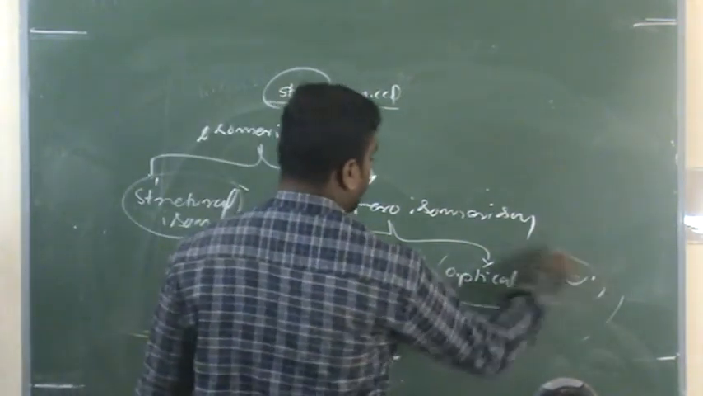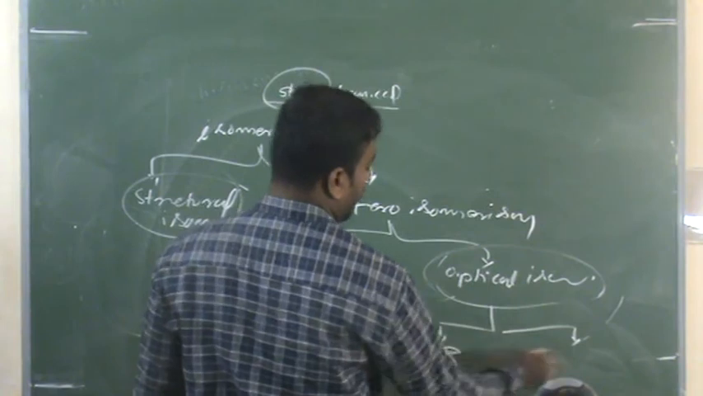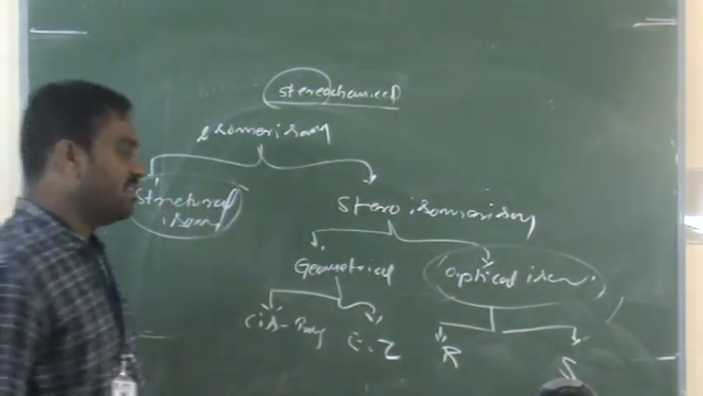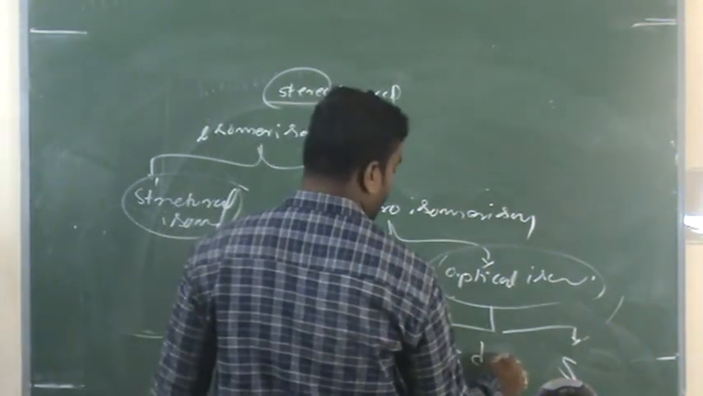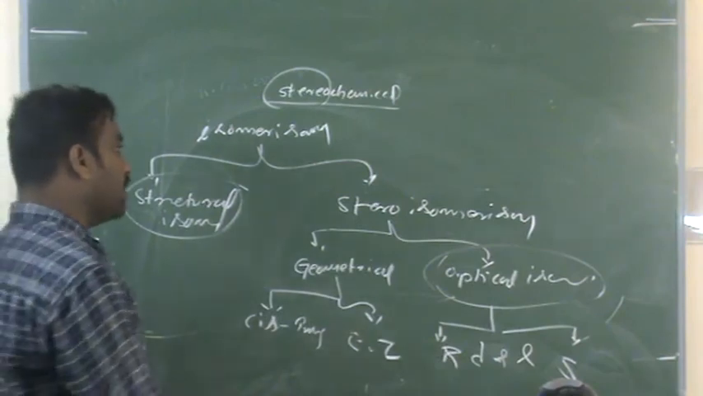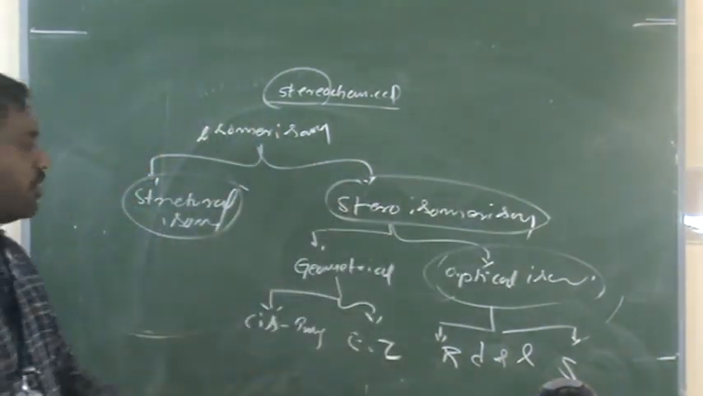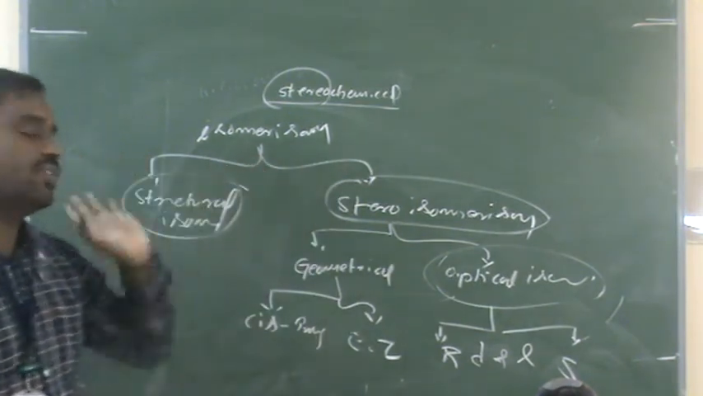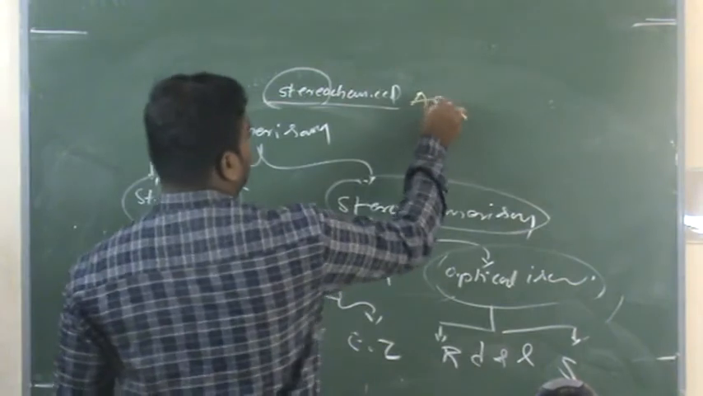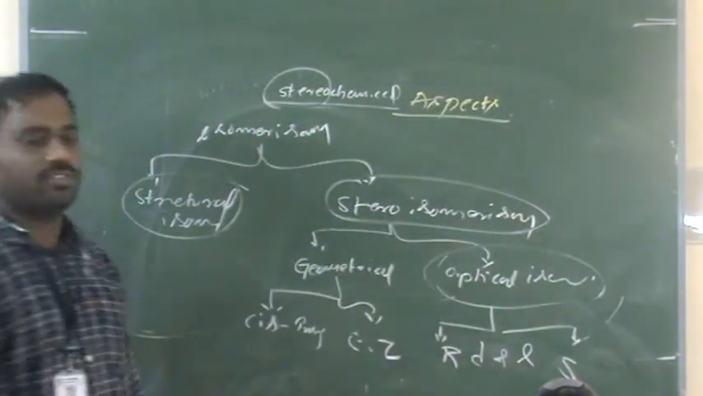But in optical isomerism, there are many ways: R and S, and D and L. So we are going to discuss today, in our next class, only stereoisomerism. Stereoisomerism is nothing but the stereochemical aspects. Some of the stereochemical aspects we are going to discuss.